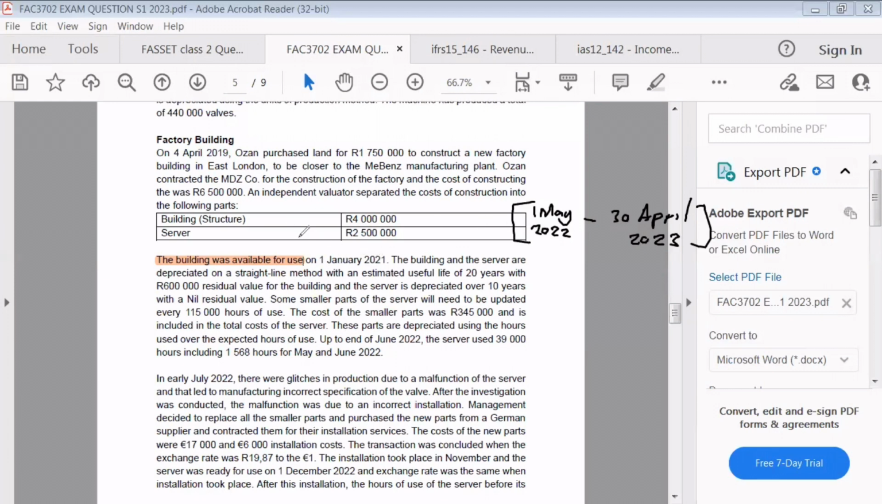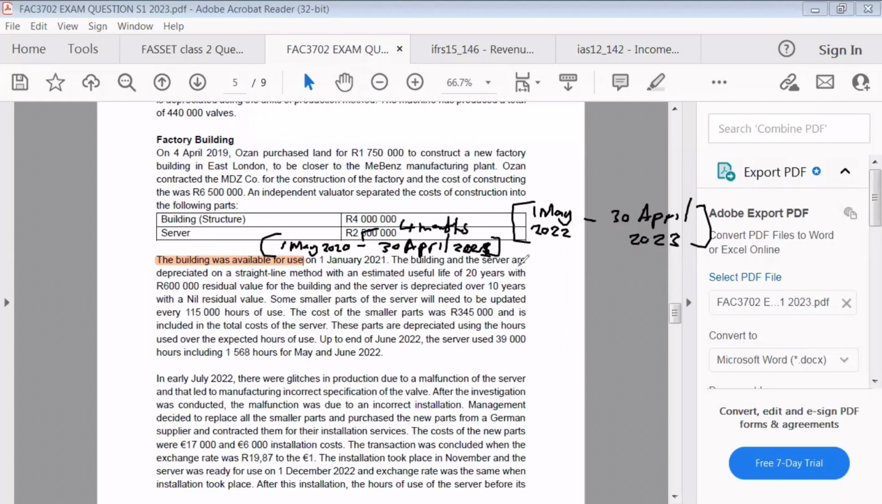So that means what was the time frame then? Remember, it's 1 May 2020 to 30 April 2021. So that means they brought this thing into use in the 2021 financial year. That means how many months were left? 4 months.